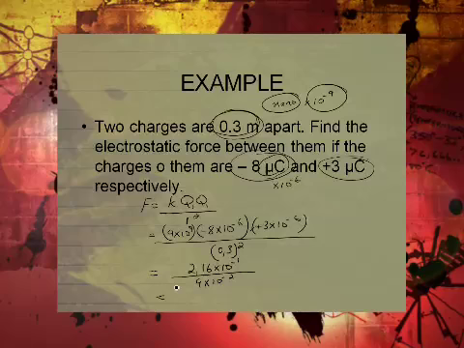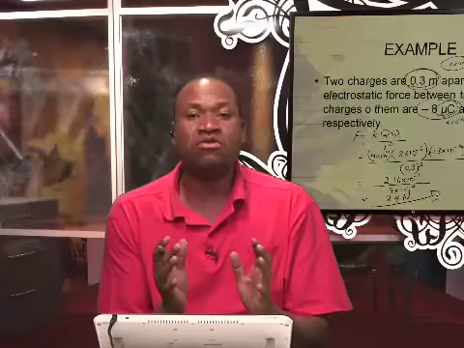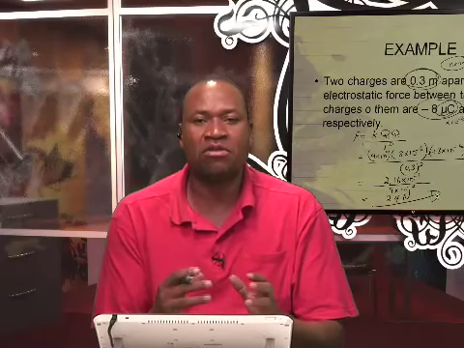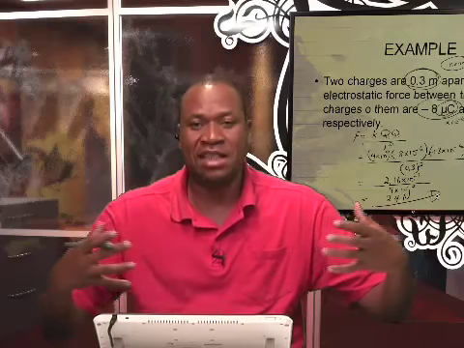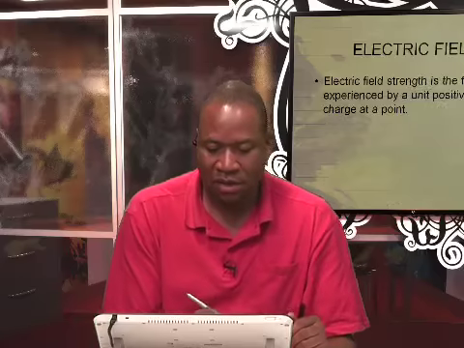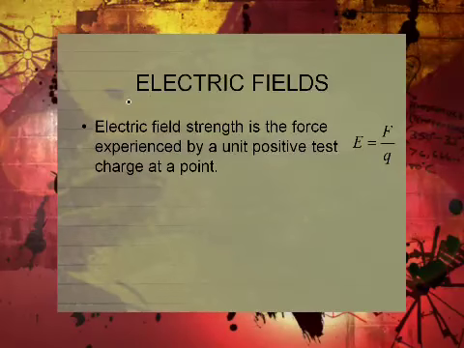So it's going to be 2.16 × 10^-1 divided by 9 × 10^-2. Okay, and what is that? And then we find the force here to be 2.4 newtons. Okay, so that is how you use Coulomb's law to solve electrostatic problems related to the force that exists between any two charges. Okay, now electric fields.